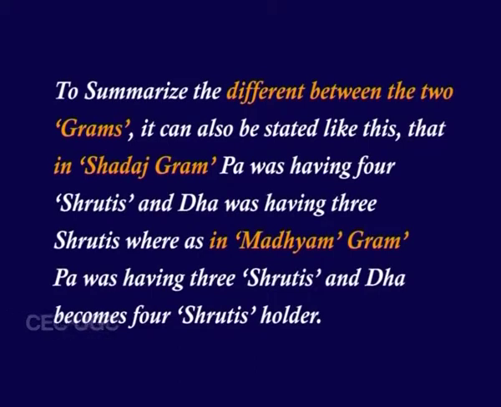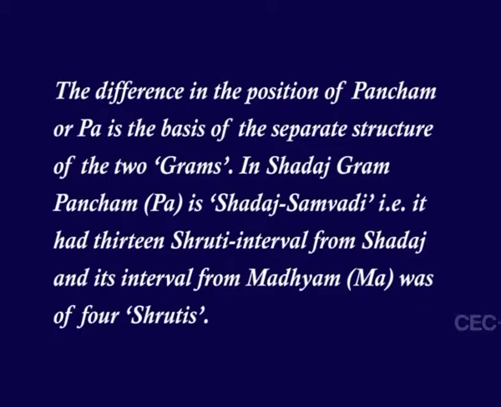To summarize the difference between 2 grams, it can also be stated like this, that in Shadaj Gram, Pa was having 4 Shrutis and Dha was having 3 Shrutis, whereas in Madhyam Gram, Pa was having 3 Shrutis and Dha becomes 4 Shruti holder. The difference in the position of Pancham or Pa is the basis of the separate structure of the 2 grams.